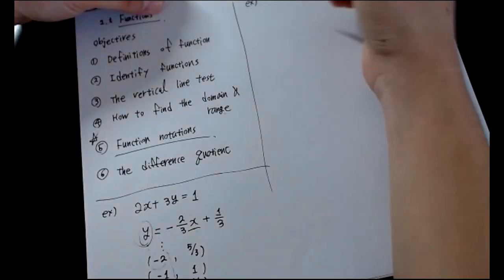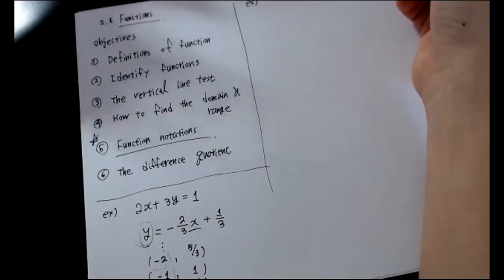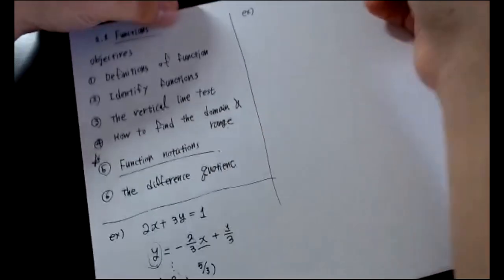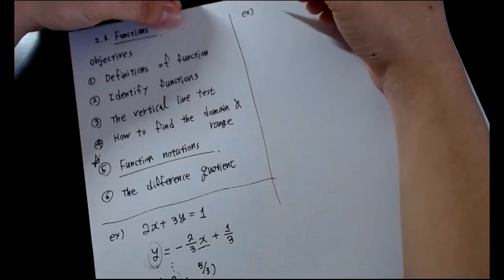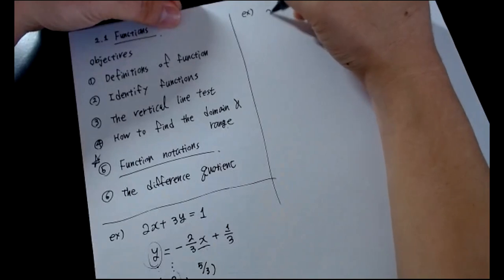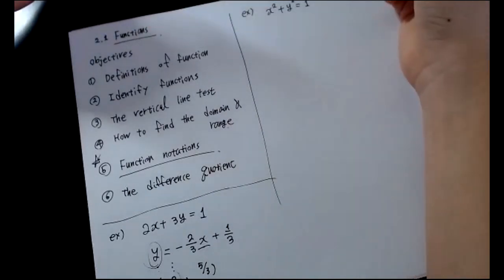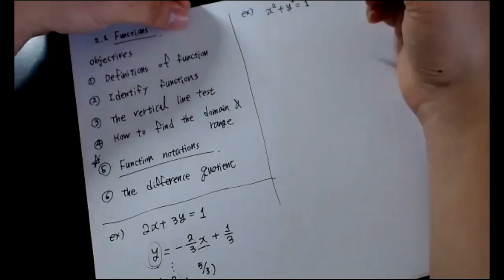What kind of equation is not a function? An example of a non-function is the equation of a circle: x squared plus y squared equals 1. Every circle equation is not a function. It means that y is not determined by x. Let's see why.